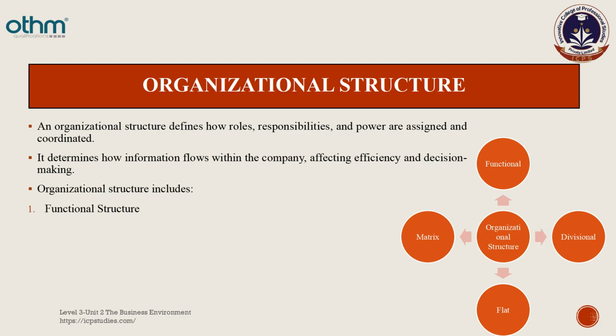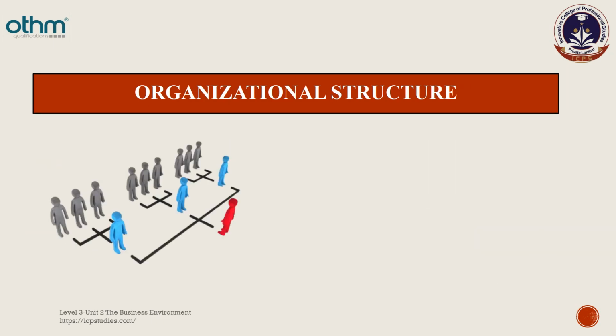We have a total of four organizational structures. The first one is functional structure, second is divisional structure, third is flat structure, and fourth is matrix structure. Now we are going to discuss all these structures one by one.